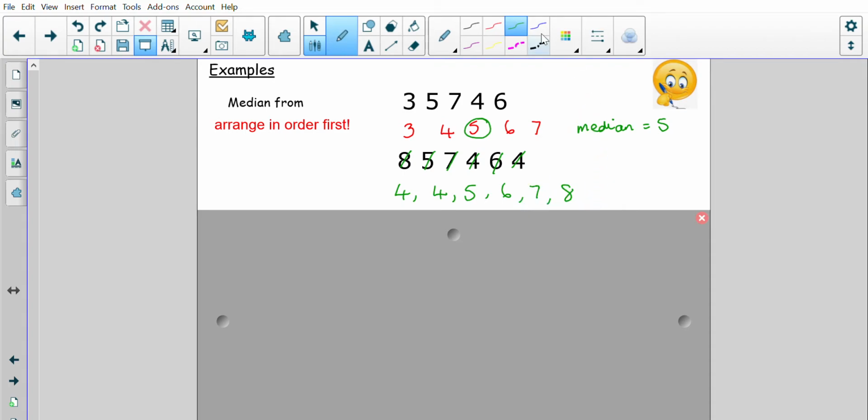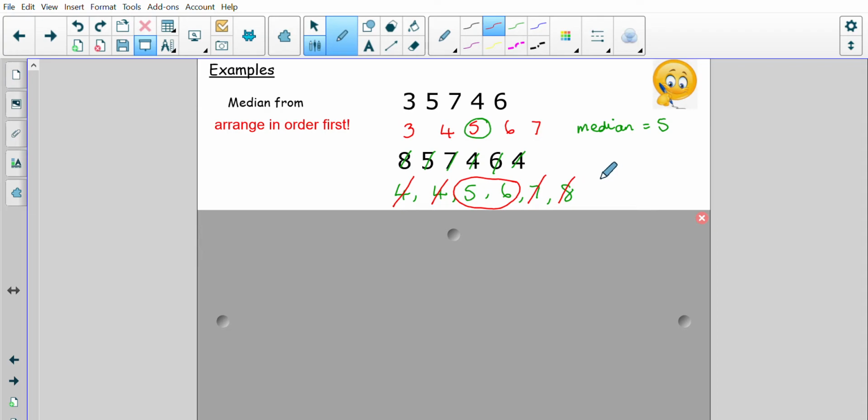So to find the median this time, I am going to cross off from either end, one from each end, until you get to the middle. So you'll see this time I've got 2 numbers in the middle. So the median this time is halfway between the 2 numbers in the middle. Now I can easily see that halfway between 5 and 6 is 5.5.